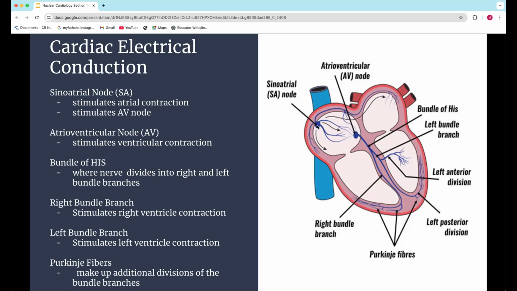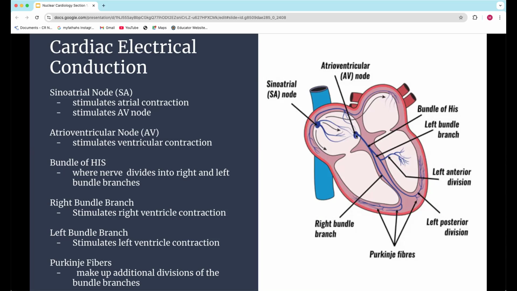And so you start here, and when the SA node fires, it contracts the right and left atrium at the same time. Okay, so that's where you get that contraction. The other thing the SA node is responsible for is that it not only contracts the atrium, but it sends a communication signal to the AV node. So you have the sinoatrial node, and then you have the AV node, which is the atrioventricular node. That atrioventricular node waits to see a signal from the SA node.